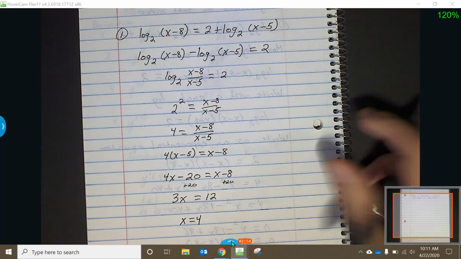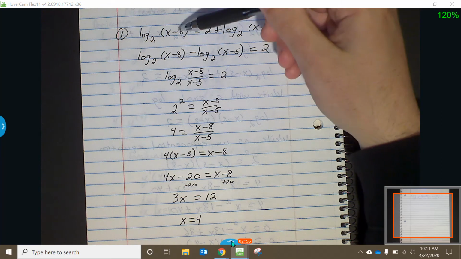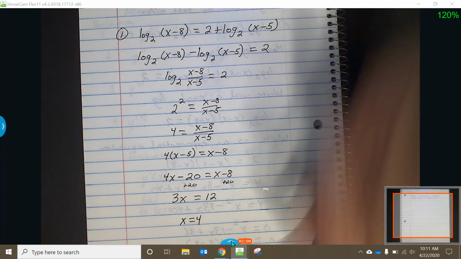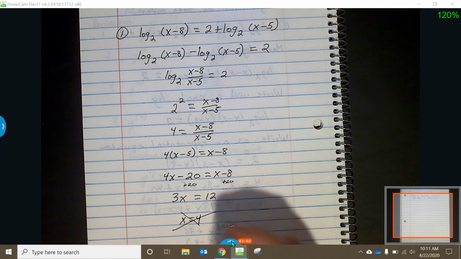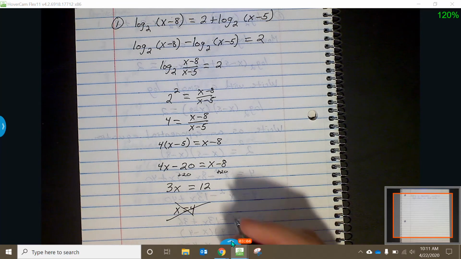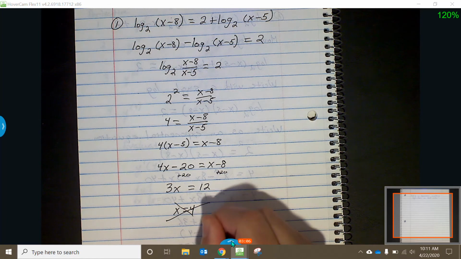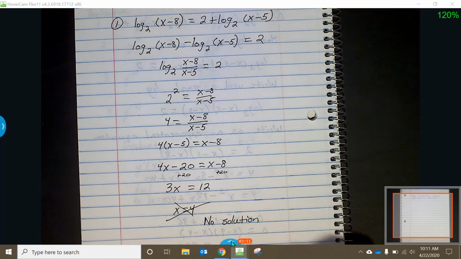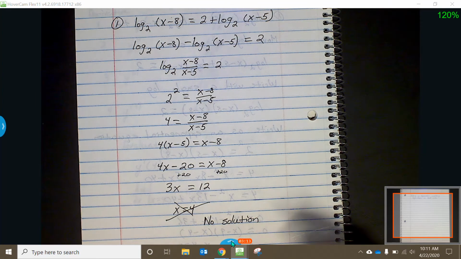Okay, let's look at our original problem. If I plug 4 into x, I get log of a negative. That means no good. So this answer doesn't work, and because there's nothing left, you would pick the no solution. So the answer we get doesn't work. There's nothing left, so there's no solution.